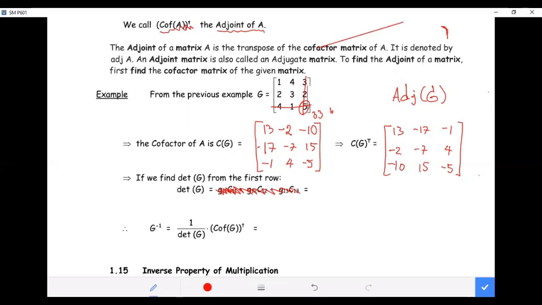So 1, 2, 4. That is matrix G. And then 4, 3, 1. And then 3, 2, 5. And that is my matrix. Copy paste column 1, copy paste column 2. Cross down is 15. Cross down is 32. Cross down is 6. Add them up.